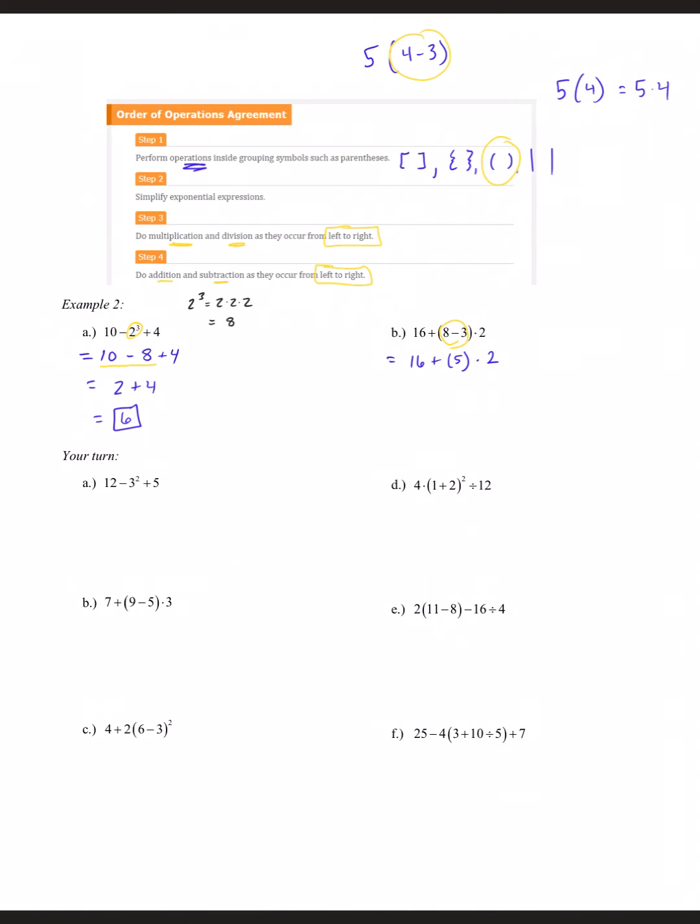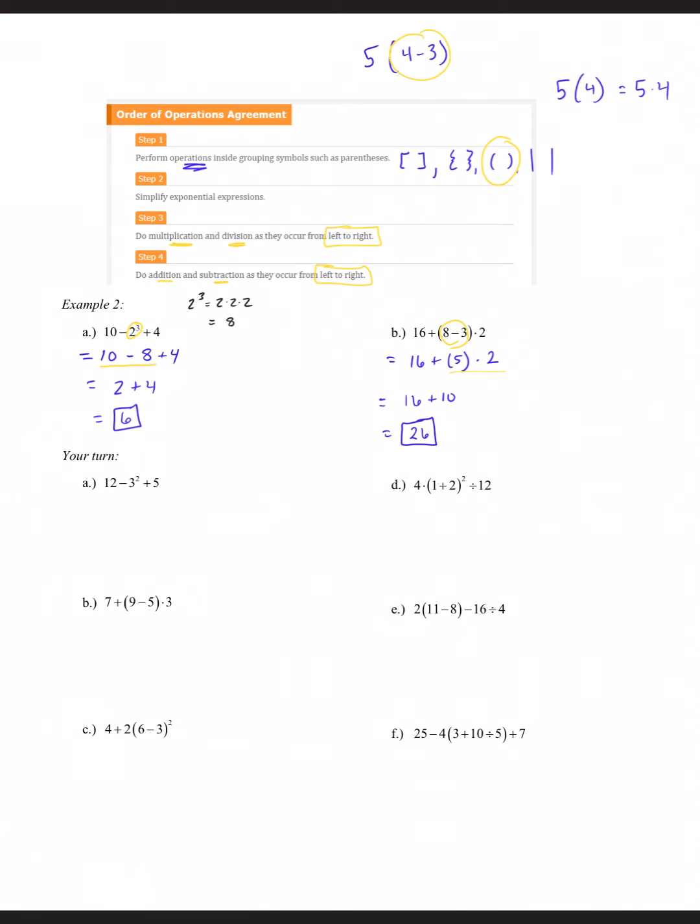Now, step 2, exponents, we don't have any of those. Multiplication and division. Well, we have 16 plus 5 times 2. That means we have to do that multiplication first. So we know 5 times 2 is 10. So we do 16 plus 10. Now we only have an addition, so we get 26. Again, you want to make sure you type this into your calculator just as you see it to check your answer. The parentheses are above the 8 and 9, and you can just use them and type them.